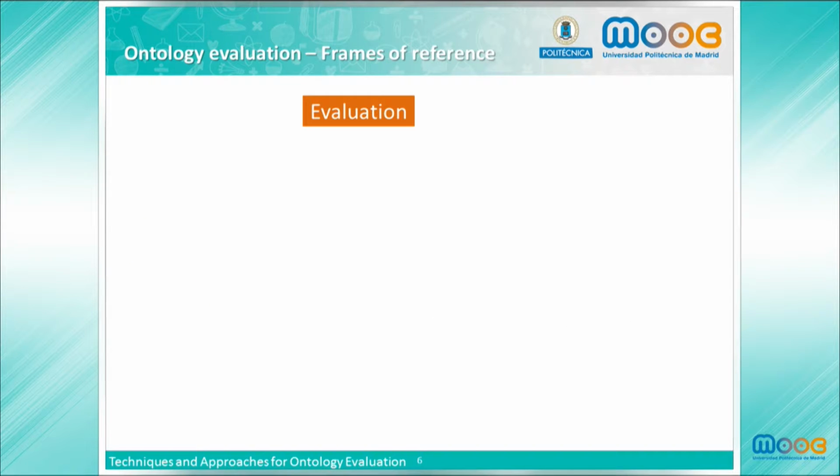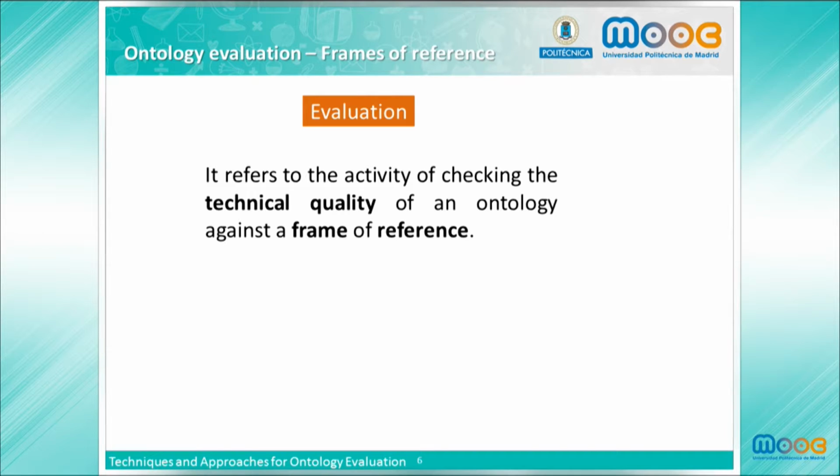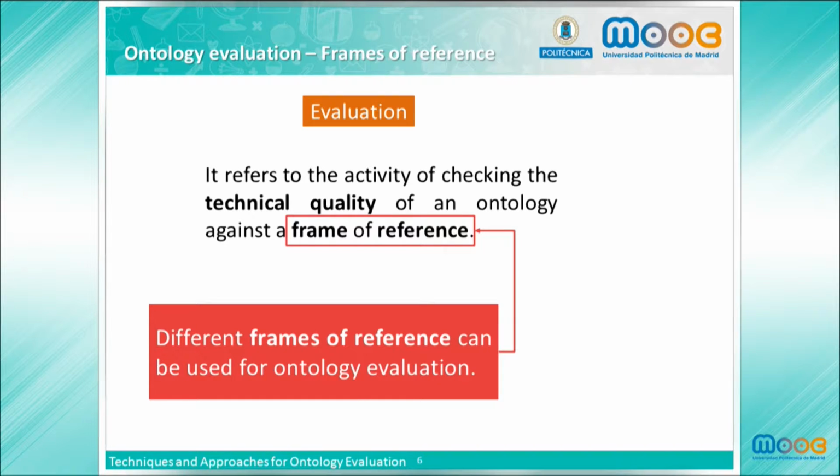The ontology evaluation activity is responsible for checking the technical quality of the ontology against a frame of reference. Next, we are going to review the main approaches that are usually used for ontology evaluation according to the different frames of reference used for such activity.